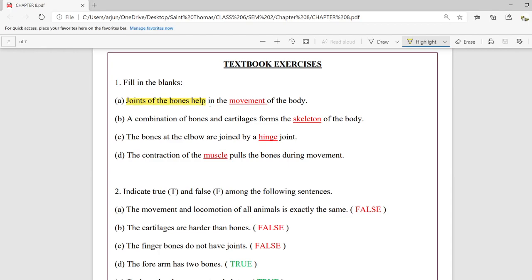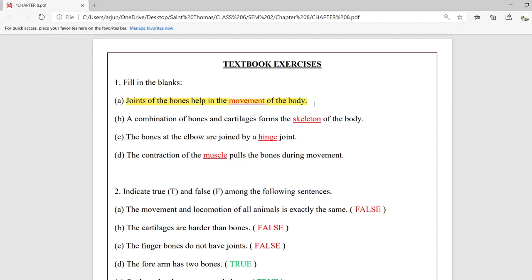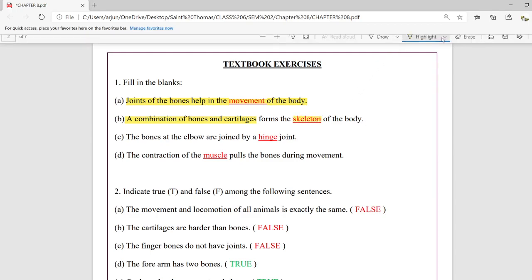Joints of the bones help in the dash of the body. So, what are the functions? For what are joints used? They are used for the movement of the body, right? A combination of bones and cartilage forms the skeleton of the body. Remember this, a combination of bones and cartilage forms the skeleton of the body.